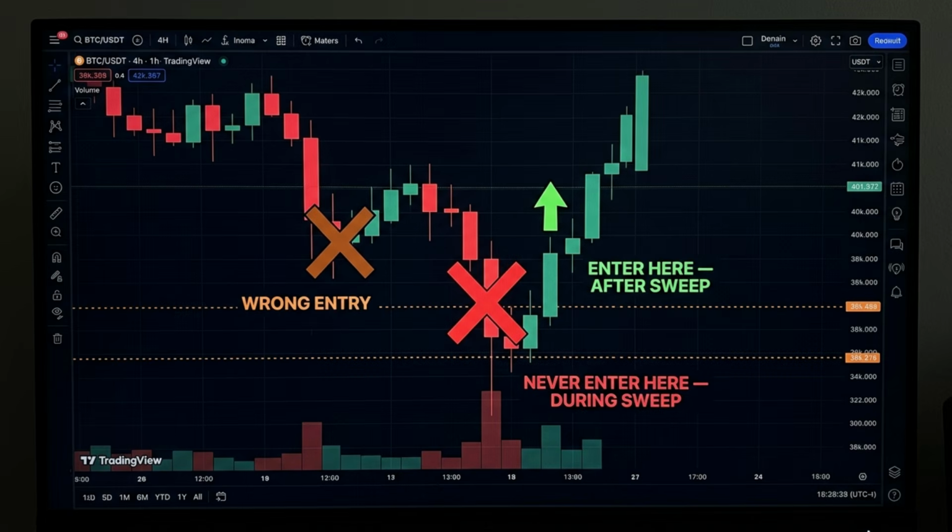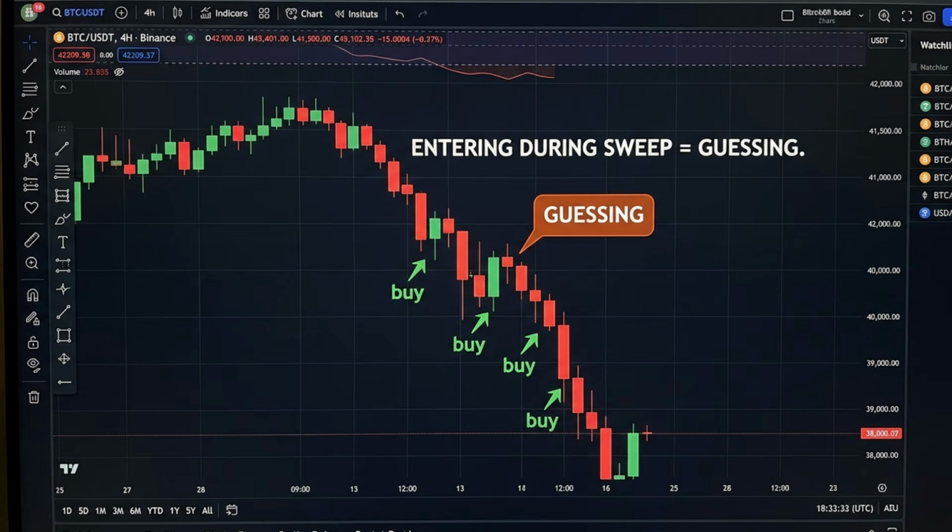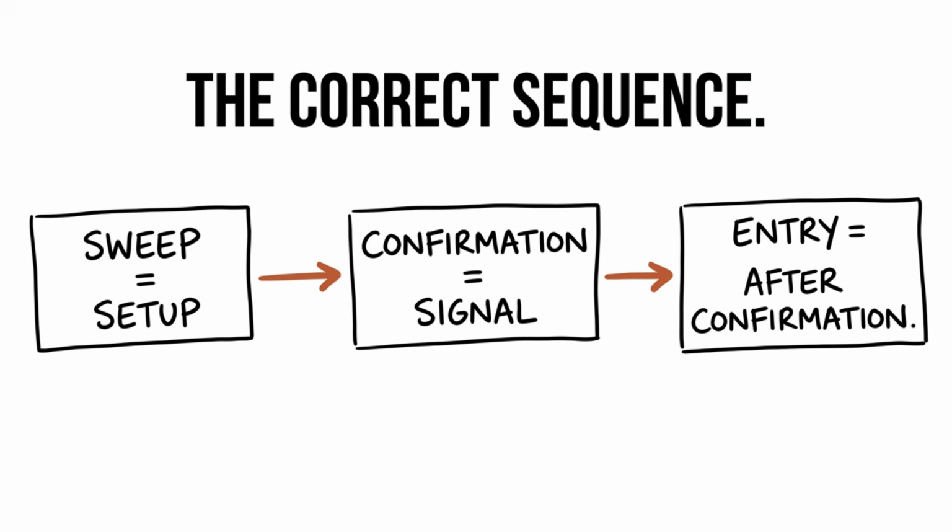Let's get into it. Before we go into the trade setup, let me be clear about what we are trading and what we are not. We are trading the reversal after a sweep, not the sweep itself. Never the sweep itself. Traders who try to enter during the sweep, buying into a falling price because they think it is about to reverse, are guessing. The sweep is the setup. The confirmation after the sweep is the signal, and the entry comes only after confirmation. This distinction alone will save you from the majority of bad entries.